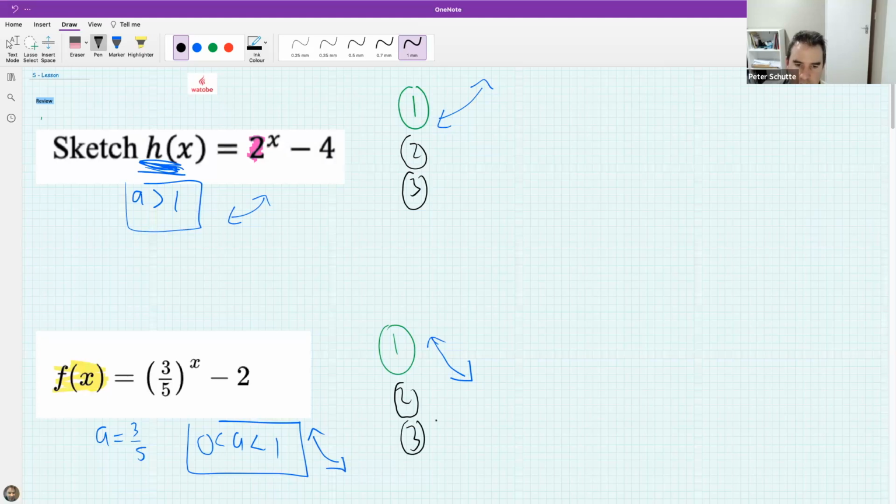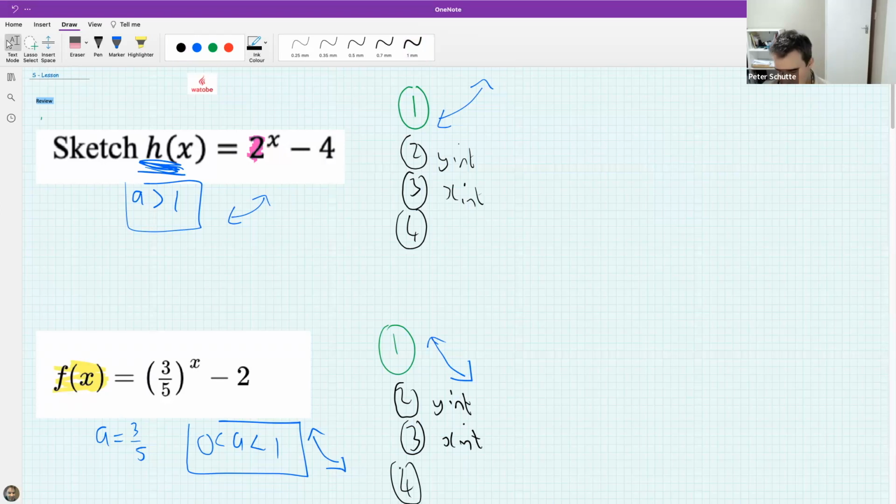Step 2 and 3 was finding the y-intercept and the x-intercept. What about step 4? What was step 4 about? Step 4 was about what's called the asymptote. Yes, it's like the no-cross line. You may not cross here. All right, fantastic. So that is the asymptote.